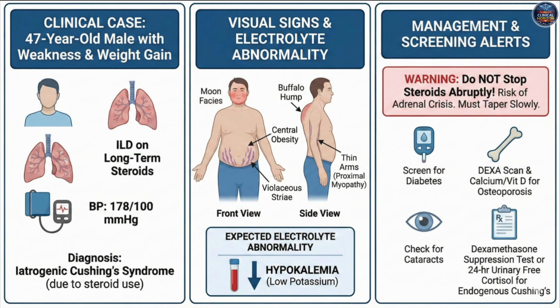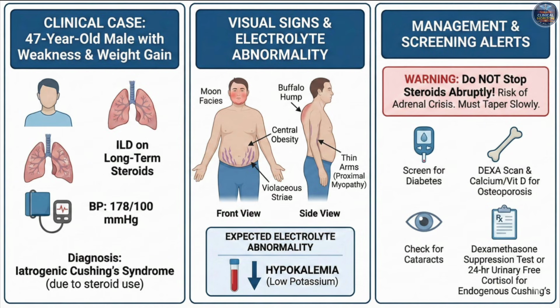Now the first question asks, identify the abnormalities in the image. The question asks for abnormalities. The answer to write, the signs: moon face, that means rounded face with plethora, central obesity with buffalo hump, and wide purple or violaceous striae on the abdomen. Now the diagnosis is iatrogenic Cushing syndrome due to steroid use.